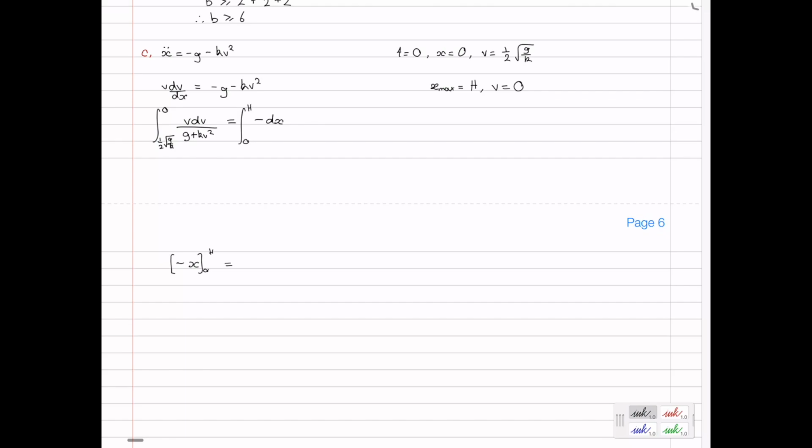Now for the left hand side, I have a v squared term in the denominator, and I have a v in the numerator. So this is almost going to be a log. What I need to do is multiply by 2k and divide by 2k. So if I do that, I will be able to straight out use a log. So that's going to be 1 on 2k times log of the denominator, which is g plus kv squared. And our limits are 0, 1/2 root g on k. Alright, let's move this up now.